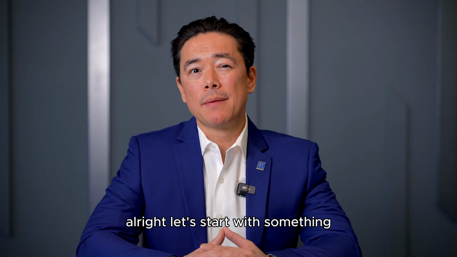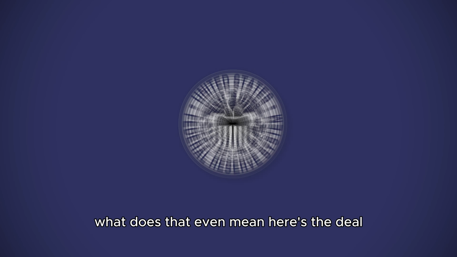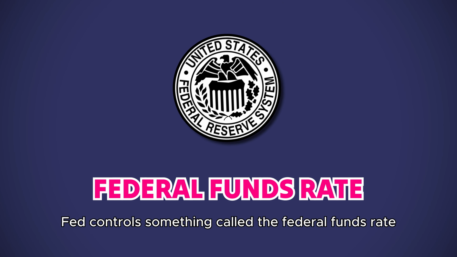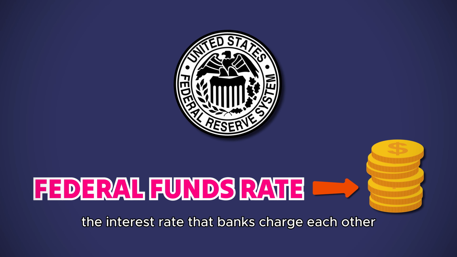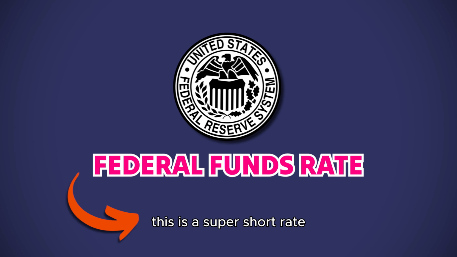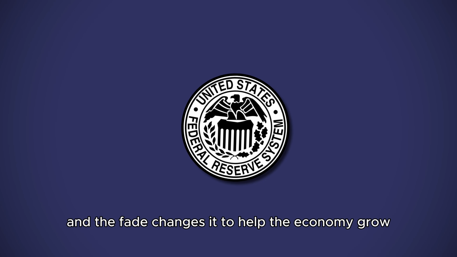All right, let's start with something you might have heard in the news. The Federal Reserve cuts rates. What does that even mean? Here's the deal. The Fed controls something called the federal funds rate, which is basically the interest rate that banks charge each other to borrow money overnight. This is a super short rate, and the Fed changes it to help the economy grow or slow down.